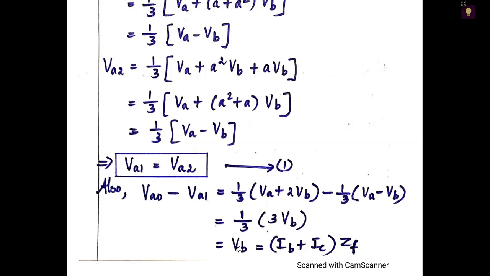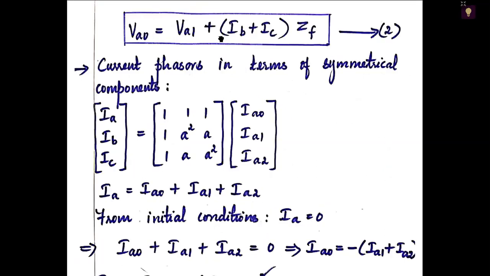So what is VB? What is VB from the initial condition? VB is equal to IF into ZF. What is IF? IB plus IC into ZF. Okay, so now we got VA naught is equal to VA1 plus IB plus IC into ZF.